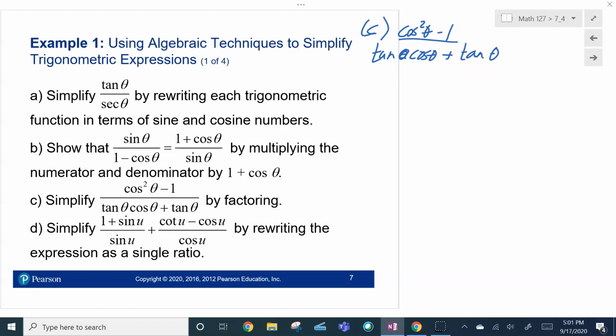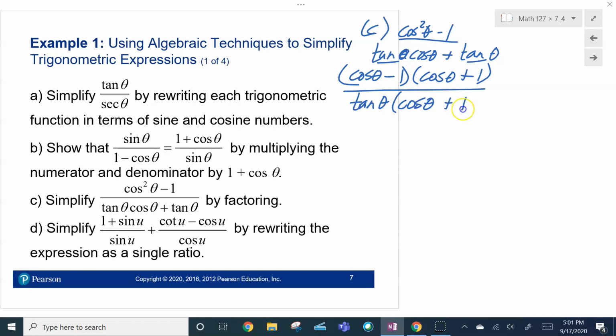So here what I'm going to do is factor the numerator. That's like x squared minus y squared is x minus y, x plus y. So factor the numerator: cosine theta minus 1, cosine theta plus 1. The reason I'm going to do that is because I notice in the denominator both of these have a tangent. So I'm going to factor out a tangent and I'd be left with cosine theta plus 1. See how that's going to cancel for you? So I got cosine theta minus 1 over tangent theta. Simplified it real nice just by factoring there.